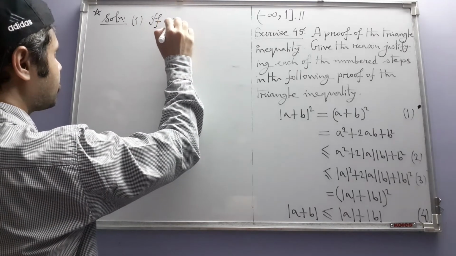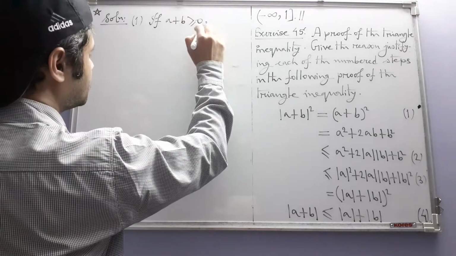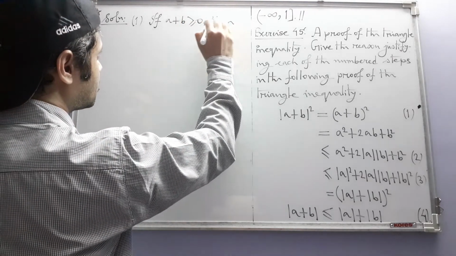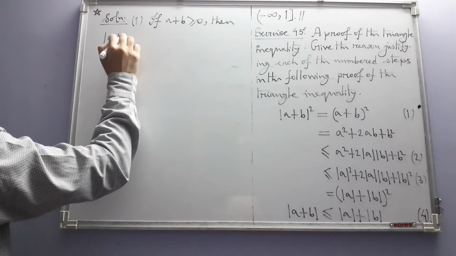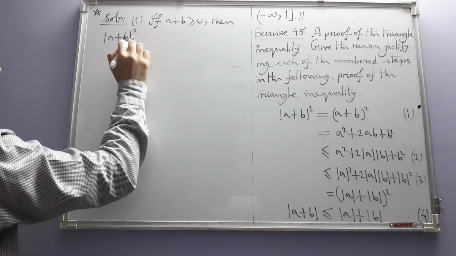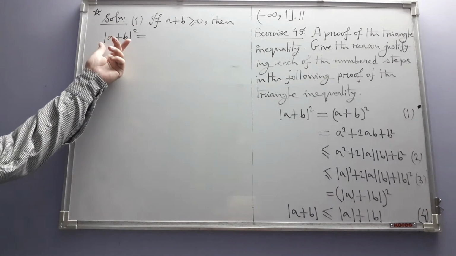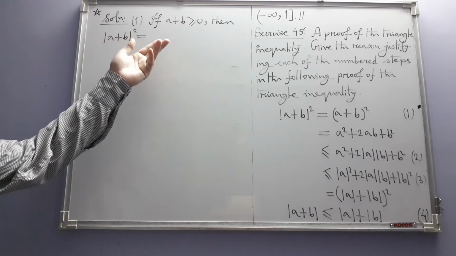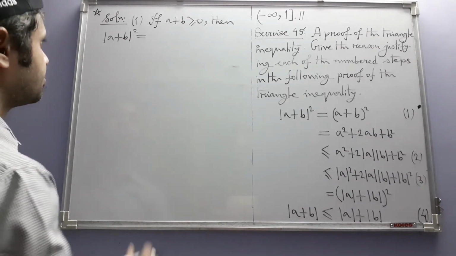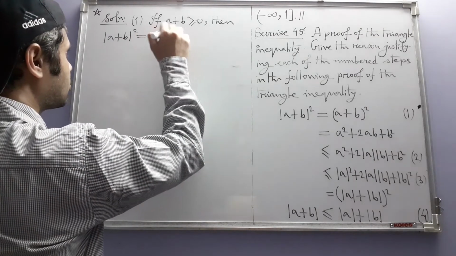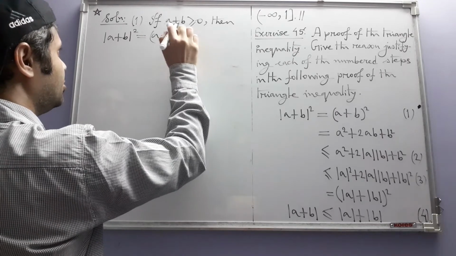If a plus b is non-negative, then this is equal to, what is the absolute value of a plus b if a plus b is non-negative? The absolute value is a plus b itself. And we have square, so here equality is immediate.